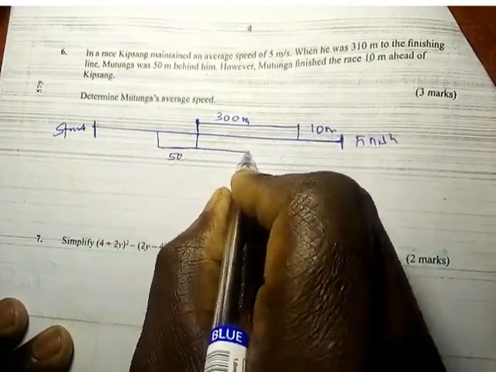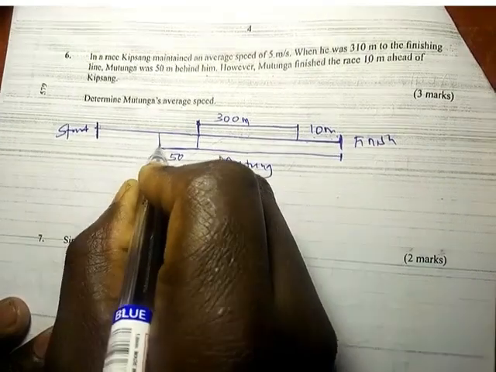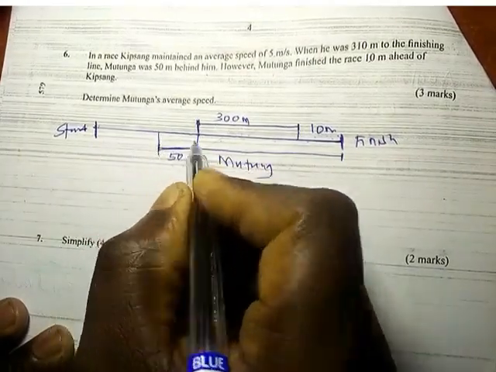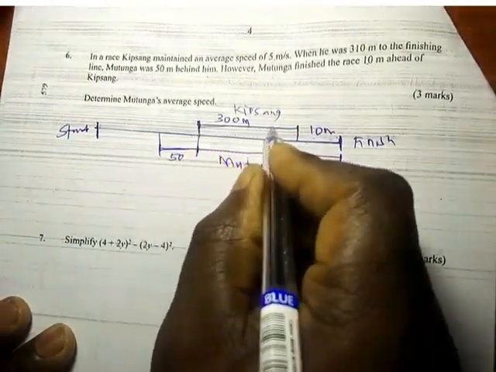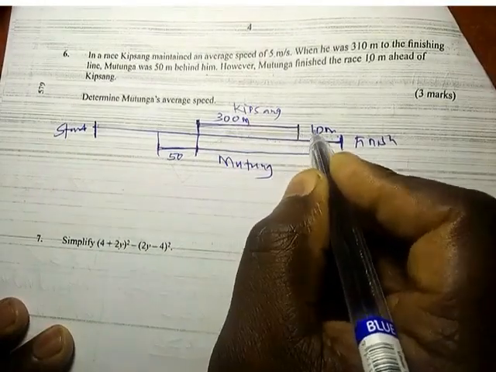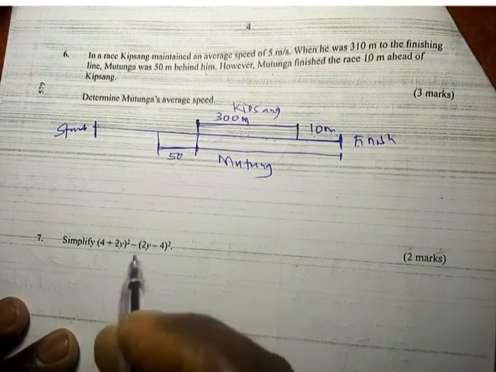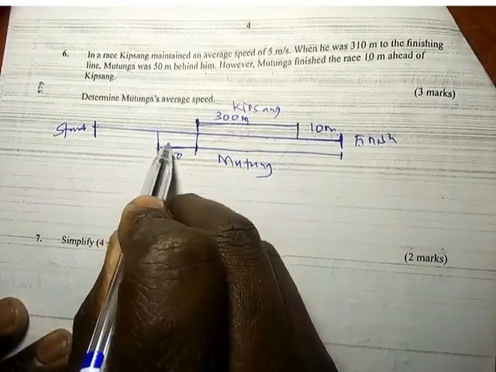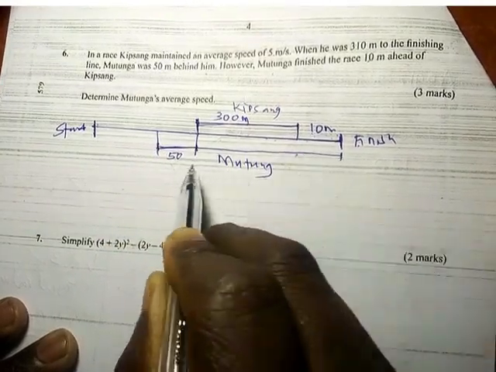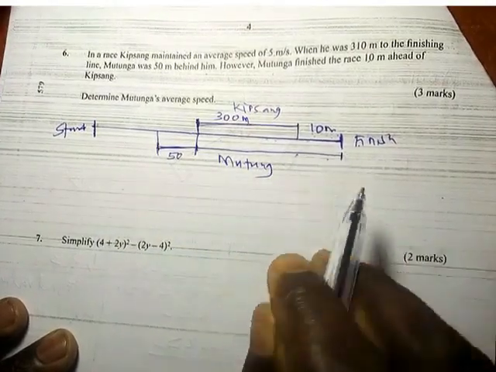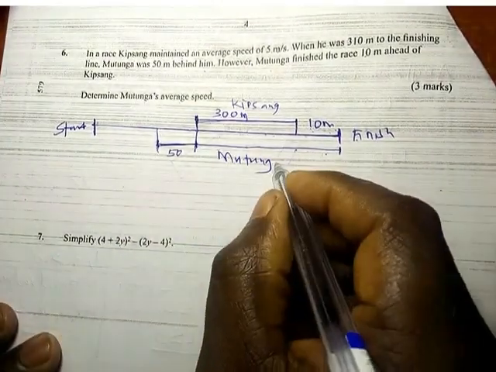So huyu ni Mutunga. Mutunga alikuwa 50, akiwa hapa alikuwa 50 meters behind, na huyu Kcse alikuwa 300 meters mbele yake, na alikuwa amepakisha 10 meters yafike mwisho, finishing point. Very good. Now, so kama Mutunga ako hapa, Mutunga ili amalize atakuwa amekava 50, amekava 300 na amekava 10. So atakuwa amekava distance of 360 meters. Umeona hivyo? Very good. So distance covered by Mutunga tumepata ni 360 meters.